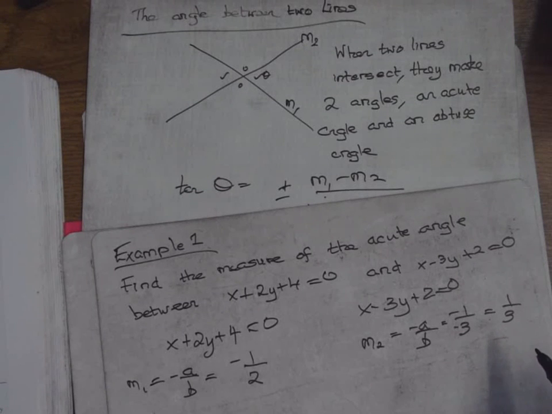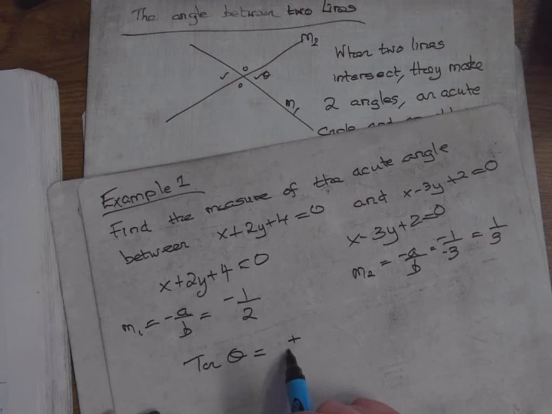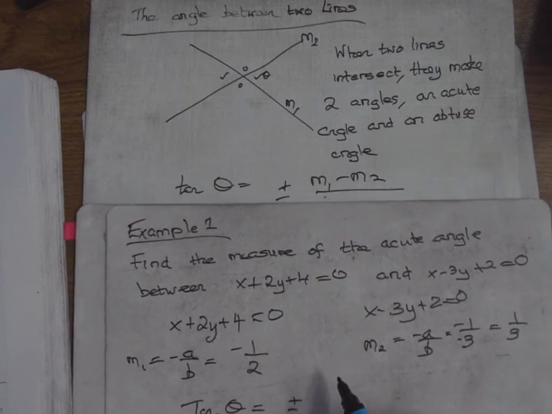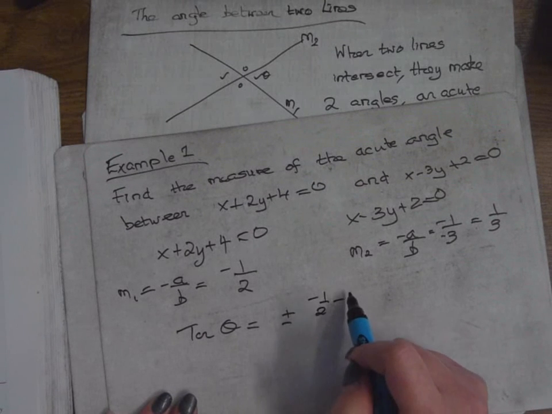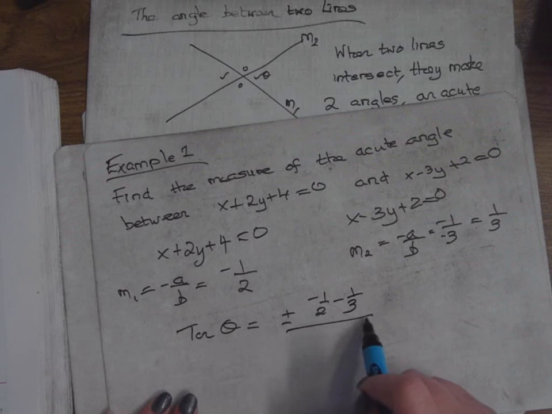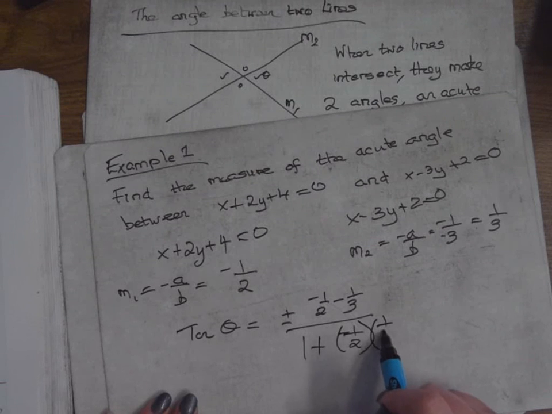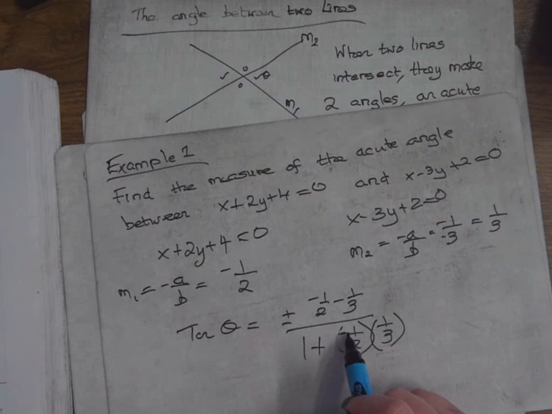Right, are we good? Right, okay, so tan of theta is equal to plus minus. Now they've only asked for the acute angle. I'll deal with that in a minute. Okay, I'm just going to get both angles, right? But so it's M1 minus M2 all over 1 plus M1, which is minus a half, multiplied by M2, which is 1/3. That's minus a half there. Got skewed a bit.